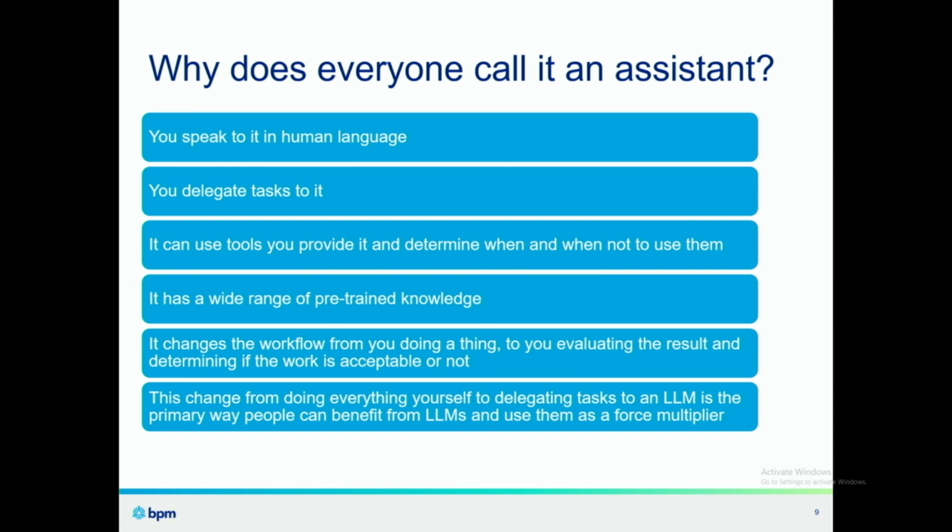So what does everyone call an assistant? Well, again, we're speaking to it in human language, we're delegating tasks to it, it can use tools, it already has a wide range of data. Depending on the LLM you're using, it might be trained to be multilingual, it might be able to talk Spanish, English, it might have knowledge on countries and history, or all kinds of different things.